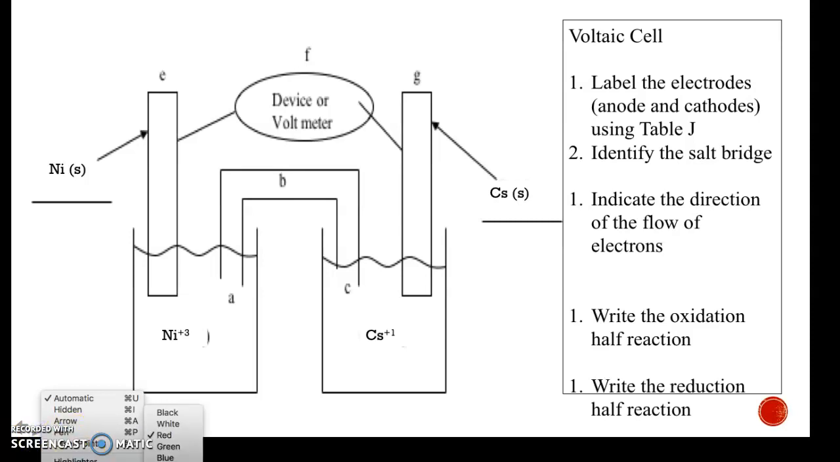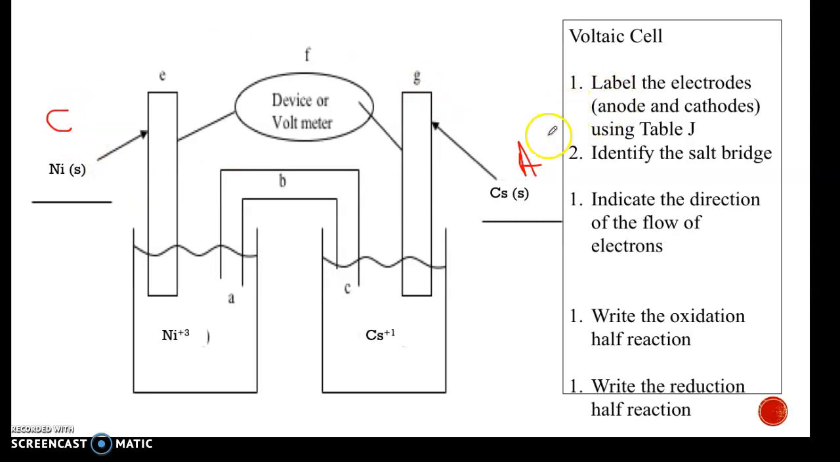So with that being said, we got our anode here, and we got our cathode here. Now our anode is our negative electrode, and cathode is our positive electrode. So there we go. Just a little reminder to help us.